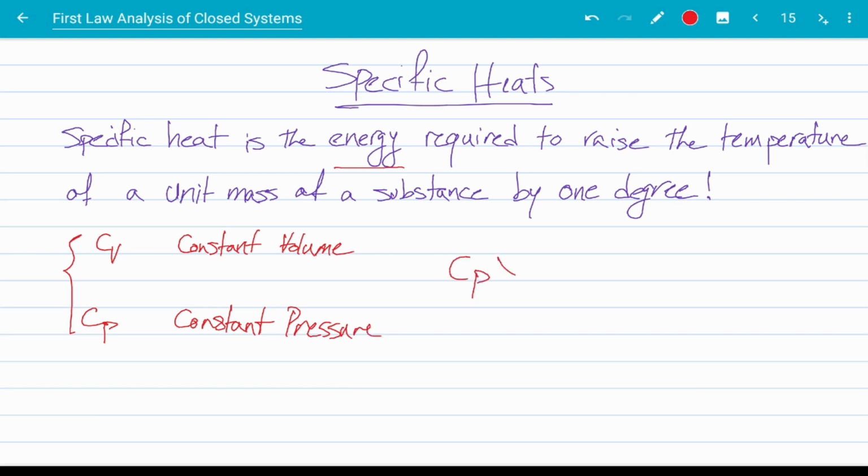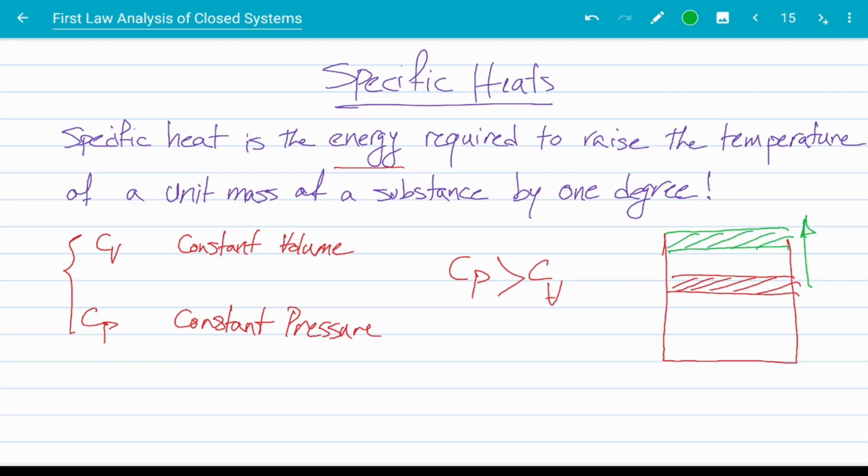Now, generally speaking, Cp is larger than Cv. The reason for that is during the constant pressure process, some of the energy added to the system is used to raise the piston to keep the pressure constant. In other words, some of the energy is used for boundary work. Let's take a look at the specific heat using the first law analysis.